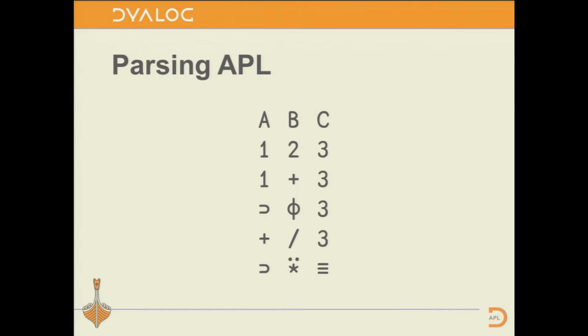Or B could be a dyadic operator, and A and C are functions. And I meant to put an extra one on the end, which is to say it could be a train of three functions.